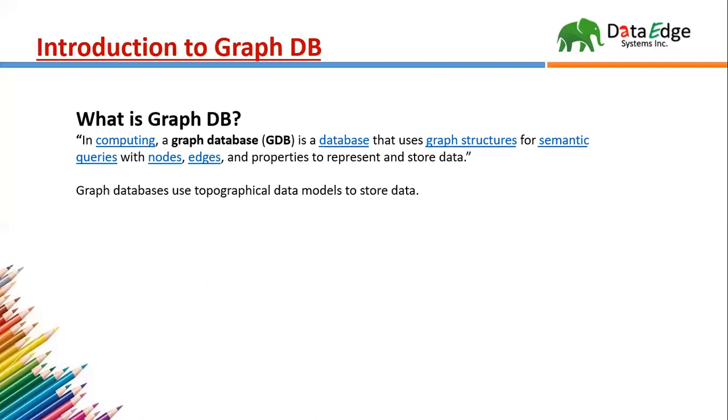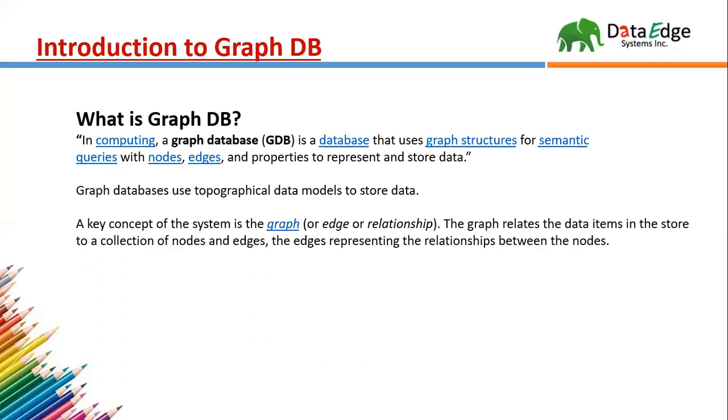Graph databases are a topological data model to store data. It is another definition. One more important feature we can see here is that a key concept of the system is the graph, which is nothing but a pictorial representation of the edges and relationships. The graph relates the data items in the store to a collection of nodes and the edges representing the relationship between the nodes.